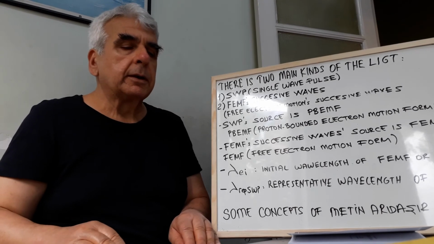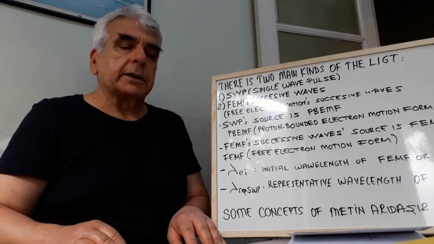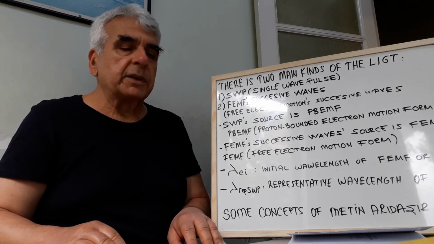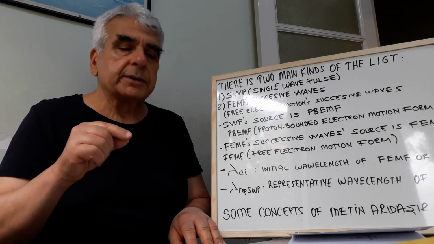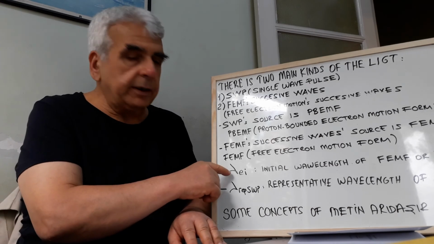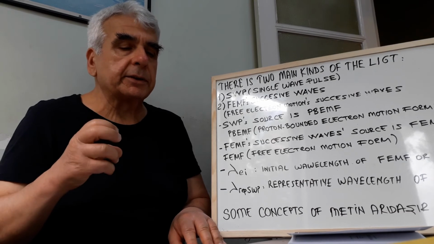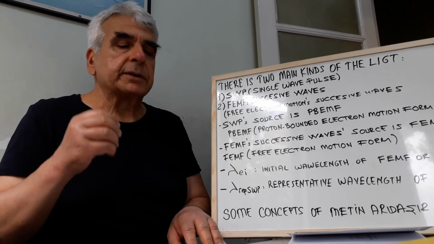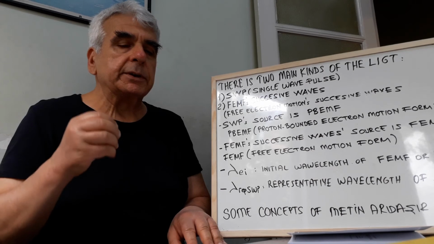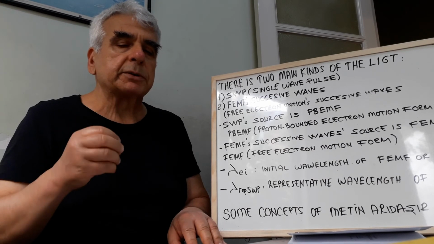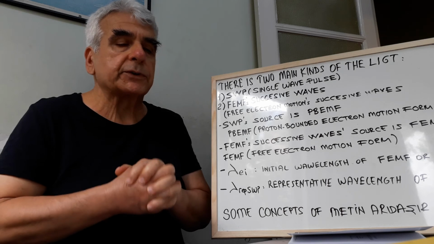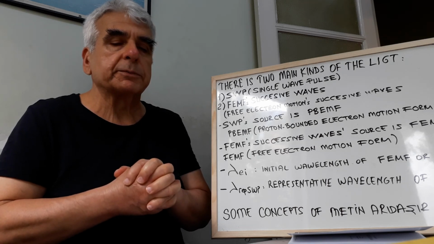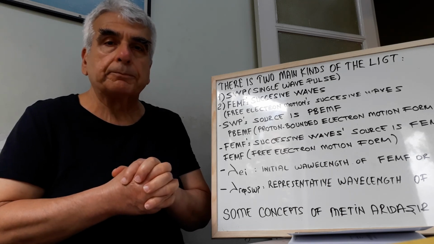7. The proton-bounded electron motion form's initial, in balance, undisturbed wavelength lambda EI in an atom represents the in balance initial and undisturbed joint motion form at n equal to 1, at first cycle, for all joint motion forms as an atom also.